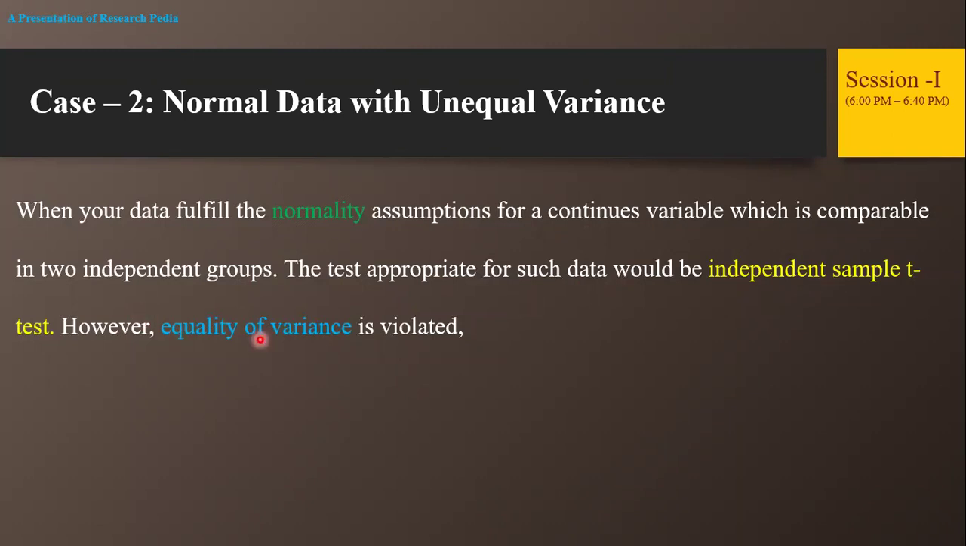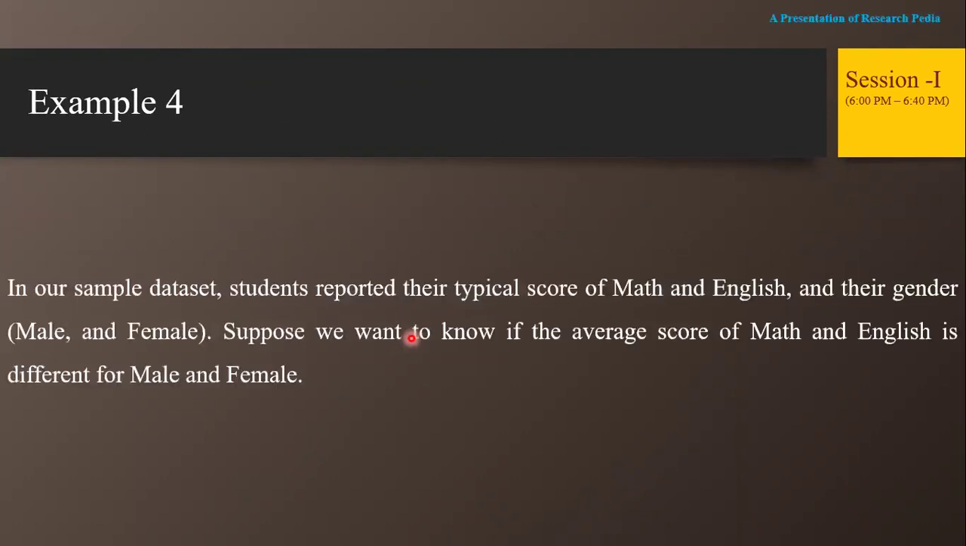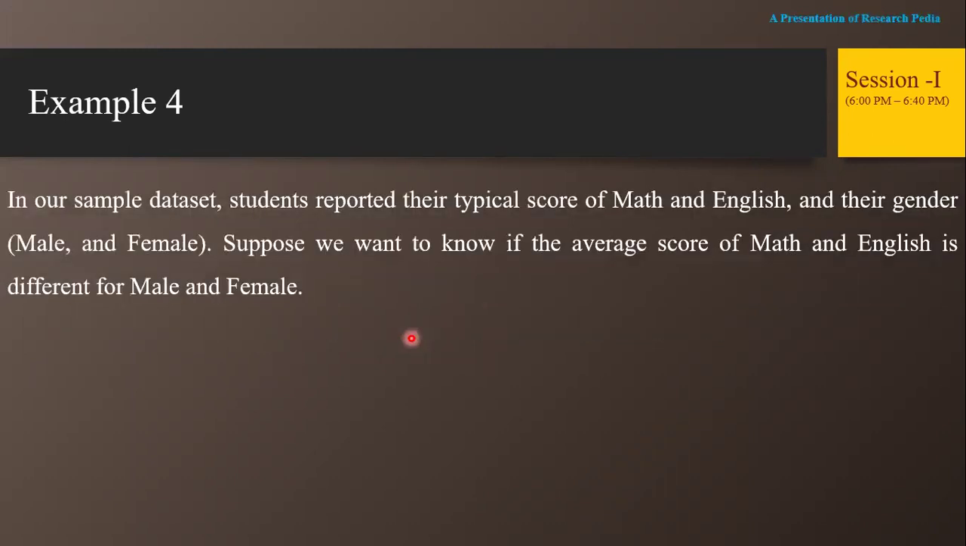However, equality of variance is violated in this case. So we need to check example number 4, because independent sample t-test is the procedure which is applied in case 1 and case 2. Only your variance assumption would be violated.